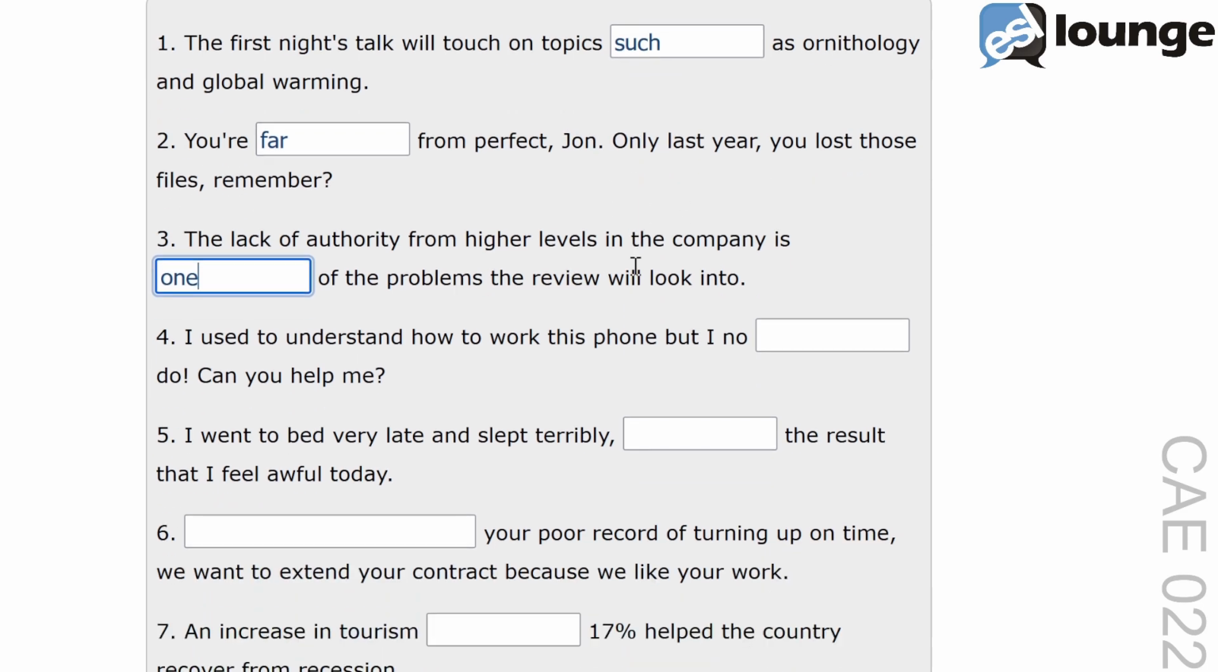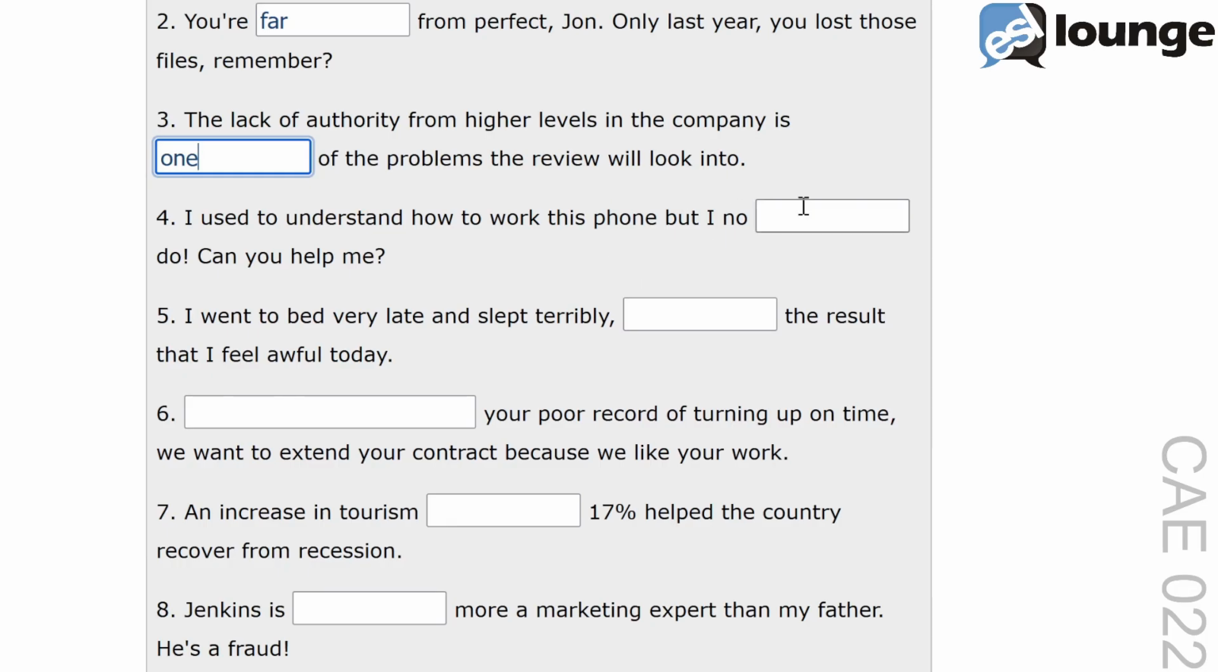Here's question 4. I used to understand how to work this phone, but I no blank do. Can you help me? The correct answer is longer. The phrase no longer means that something was true in the past but is not true anymore. For example, she no longer lives there. This collocation clearly indicates the change in understanding over time.